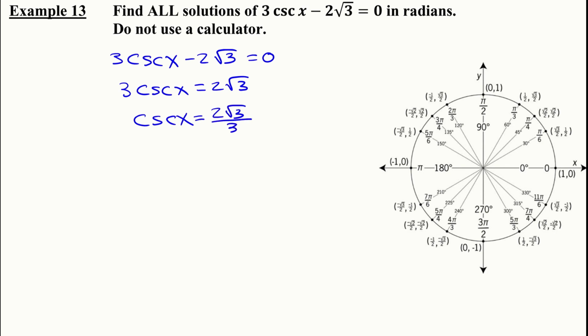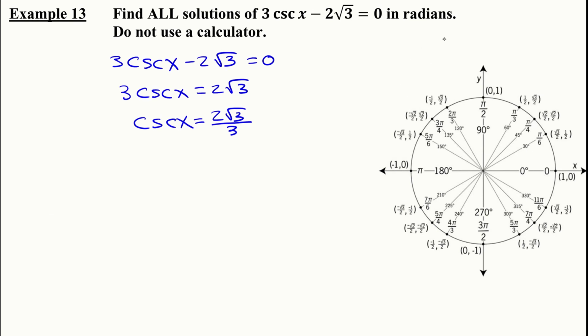and that tells me cosecant of x equals 2 radical 3 over 3. Of course, who wants to work with cosecant when they can work with sine, right? It's so much nicer and easier to work with. We know exactly what the values are, looking at the circle, etc. So we're going to go ahead and turn this into a sine function. So we get sine x equals, of course, the reciprocal of that. So 3 over 2 radical 3.